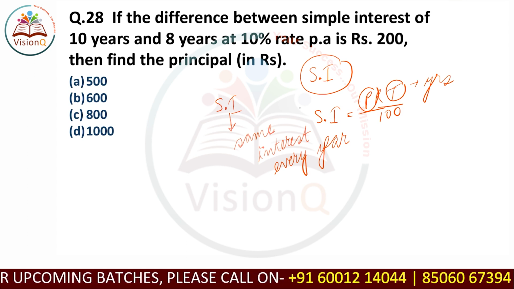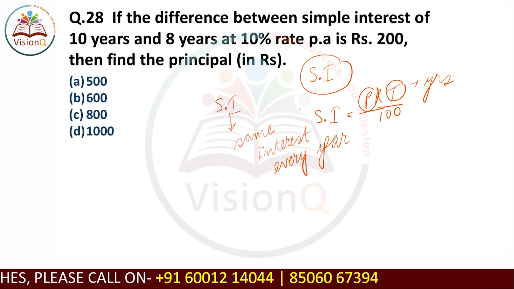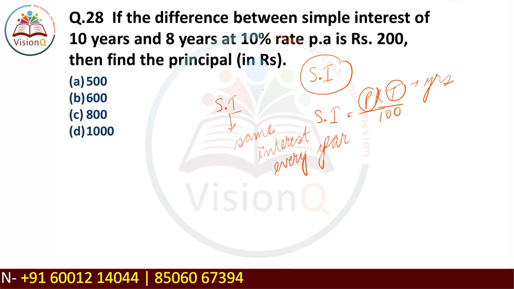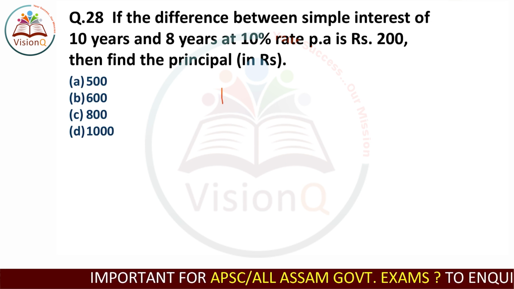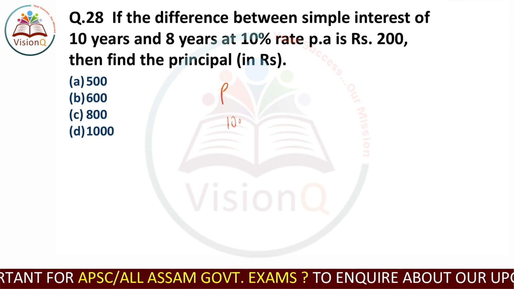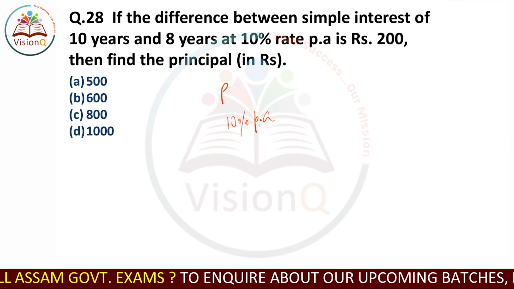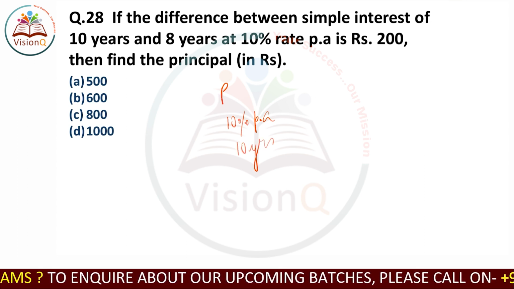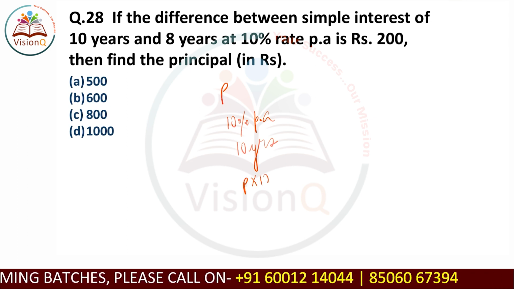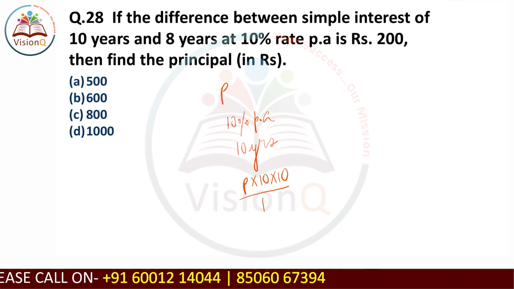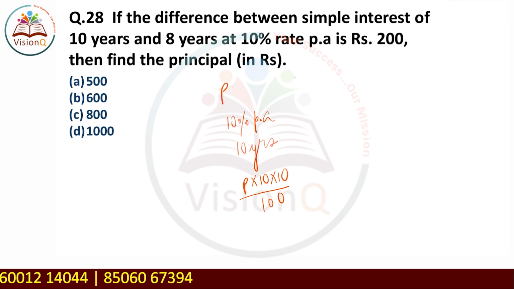Now, this question can also be done in different ways. Okay, this particular question number 28. So, if I use the basic concept in such questions, principal is not given. So, let the principal be P rupees. So, in the first case, principal is P rupees. R is 10% per annum. And time is 10 years. So, if I find out the interest here, I will get the interest as P into 10 into 10 by 100. In the second case, principal is the same.